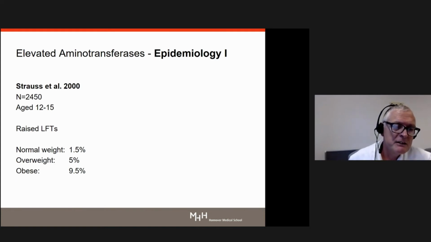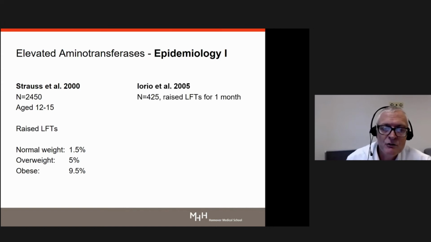Twenty years back, Strauss in the US looked at 2,450 children, adolescents 12 to 15, with raised transaminases. And he could clearly identify what I just said on my previous slide, that it is much more common the more obese a child is. So elevated transaminases seem to be an issue of obesity and fatty liver disease. So that's the first thing to remember.